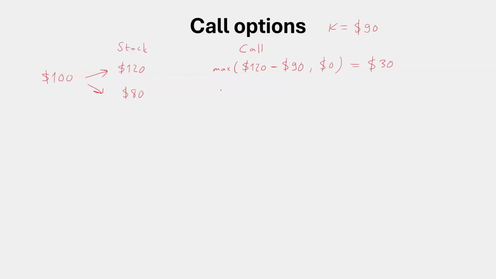How about if the stock price goes down? So for example, if it goes down to $80, now it's not a good idea to exercise it. Let's understand the intuition. Why would I pay $90 for this stock if I could purchase it in the market for $80? I'm better off buying it in the market rather than exercising this option. So that's why I'm not exercising it. So in this scenario, the call option payoff is $0.